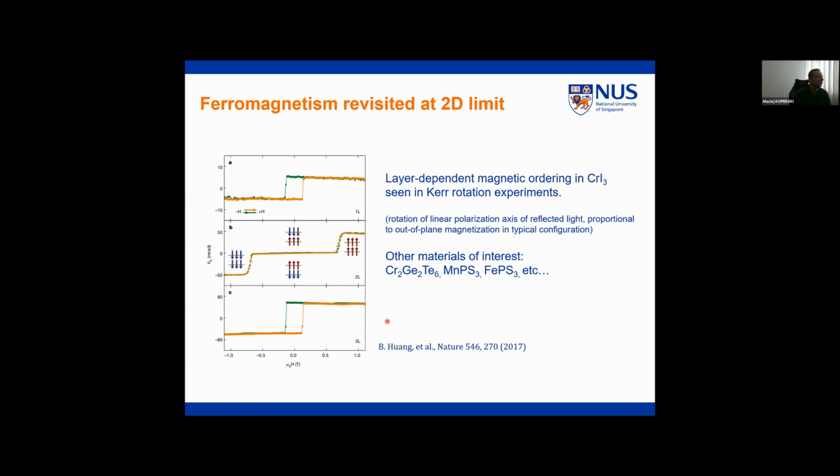One of the common ones initially used to study is the Kerr rotation, when you measure the rotation of the linear polarization in the reflected light induced by the presence of magnetization. And then you find, for instance, that a monolayer and a trilayer film of chromium iodine behave like a typical ferromagnet, so it shows a hysteretic behavior of magnetization, while a two-layer film behaves completely differently.